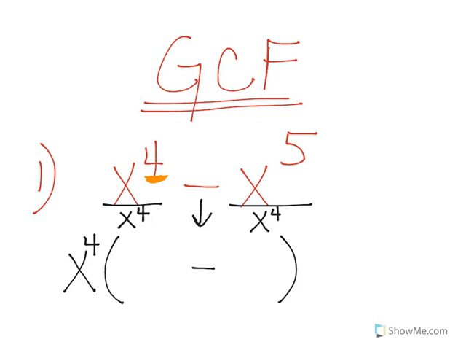So if you look at this first group, x to the fourth divided by x to the fourth is really 1. And x to the fifth divided by x to the fourth, so the rule there is we subtract the exponents, right? So 5 minus 4 is 1, so it's really x to the first or just x.